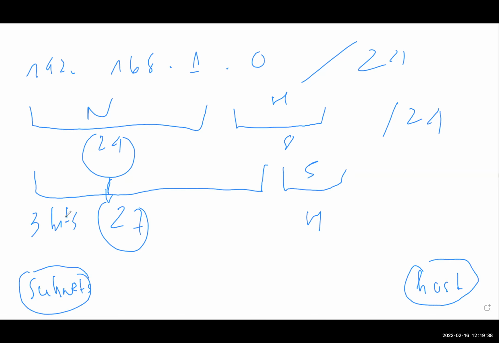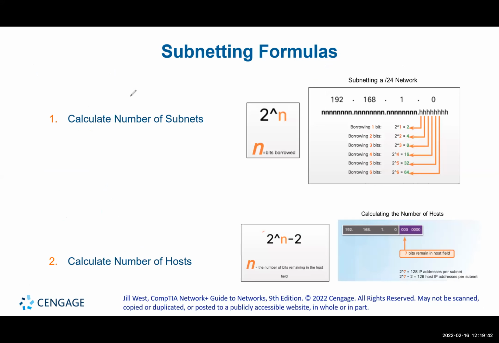No. Now come back to the formula here. See, that is the formula here. So if I borrow 3 bits, how many subnets? How many subnets? Formula here, 3 bits here. How many subnets? 8. 8, right? Because 2 raised to power of 3, I have 8 here.